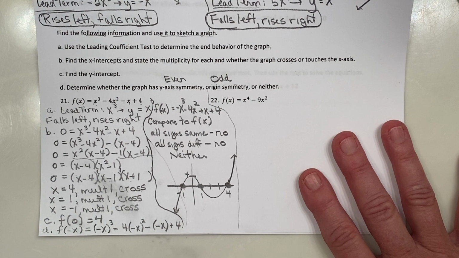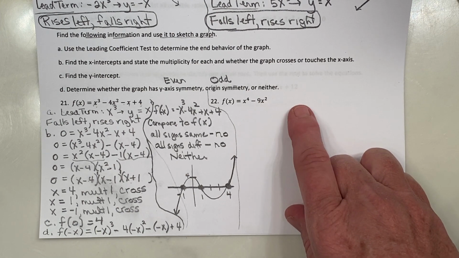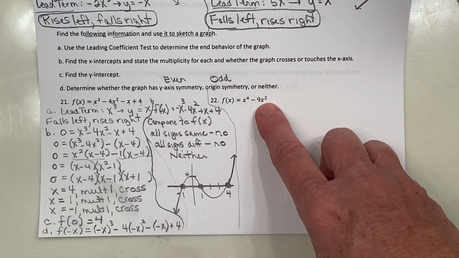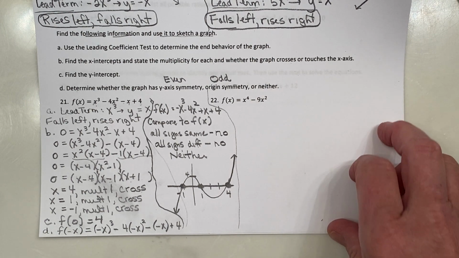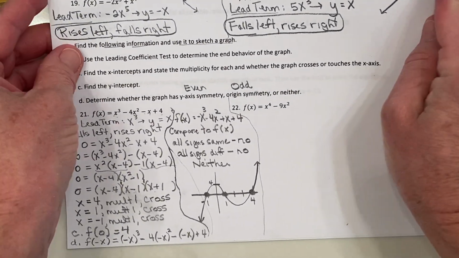All right. Now 22, I'm going to leave for you guys. That'll be on the key. This one's kind of a cool little graph because you do have 2 crossings with the x-axis and 1 touching. So I'll leave that for you guys. And like I said, there'll be the worked out solutions on the key that will be available as well.